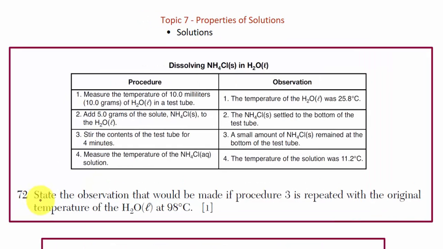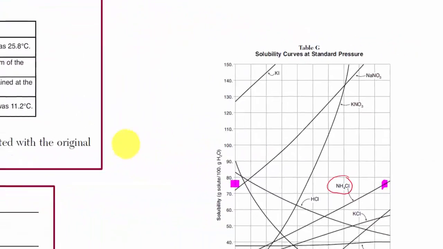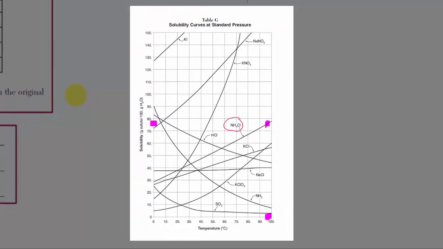Question 72. State the observation that would be made if procedure 3 is repeated with the original temperature of the water at 98 degrees Celsius. To help us with this question, let's take a look at the solubility curve table, table G from the reference tables. The experiment is being done at 25.8 degrees. That's down in this range of the graph, and you can see that our solute compound, ammonium chloride, at the 25 degree range has a solubility of roughly 40 grams per 100 grams of water.